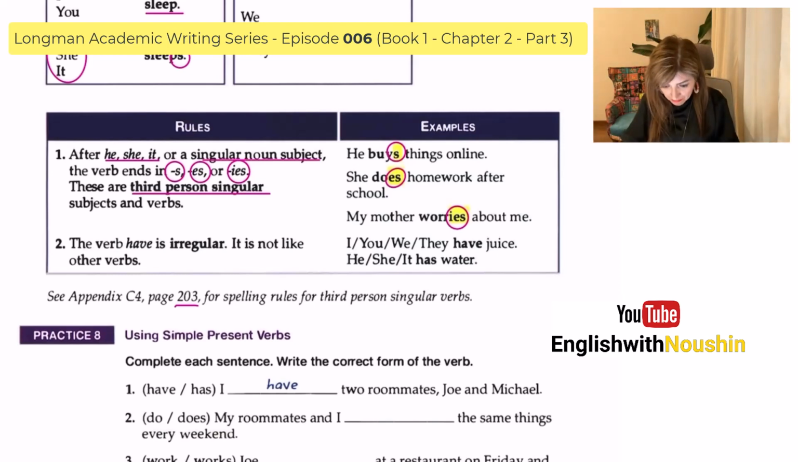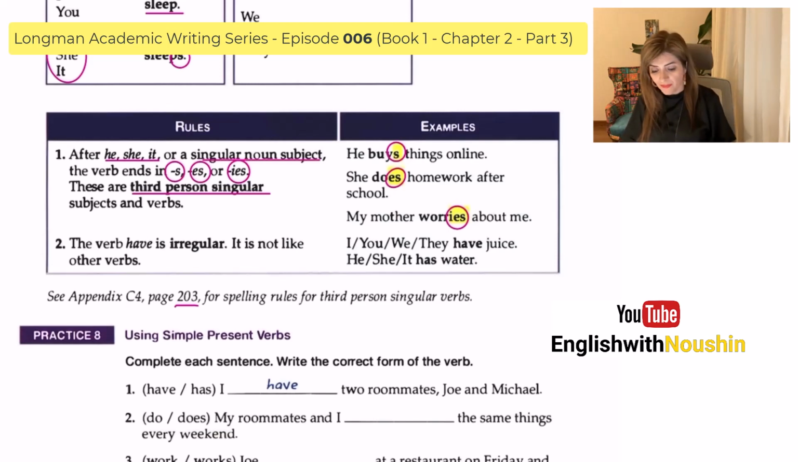So I repeat, if you're talking about something that you do again and again, like a routine or habit, if you have I, you, and they, or anything that means I, you, and they, your verb is simple. If it's he, she, or it, or anything that means he, she, or it, for example, instead of he, you have Tom. Instead of she, you have machine. Instead of it, you have the table. You add S, ES or IES to your verb.